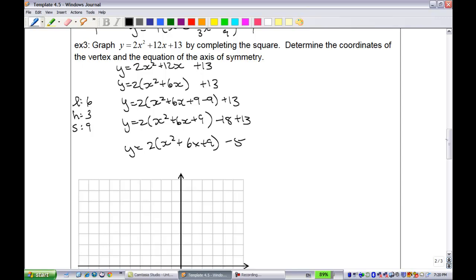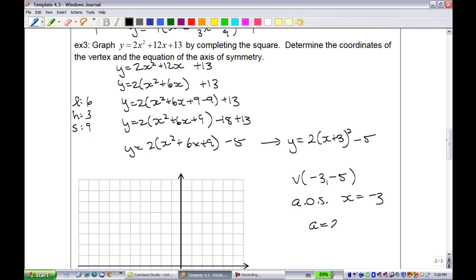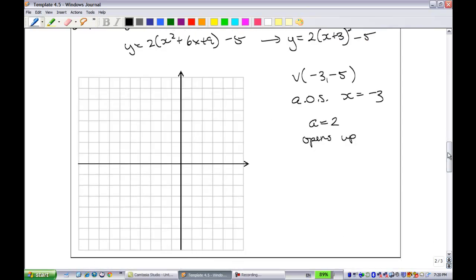And by actually completing the square here, let me just shift it to the right a little bit. We get y equals 2 times x plus 3 is the complete perfect square, and minus 5. So vertex, negative 3, comma, negative 5. Axis of symmetry is x equals negative 3. In this case, a is 2, and it opens up because it's really quite happy and it's smiling. So vertex of negative 3, negative 5.